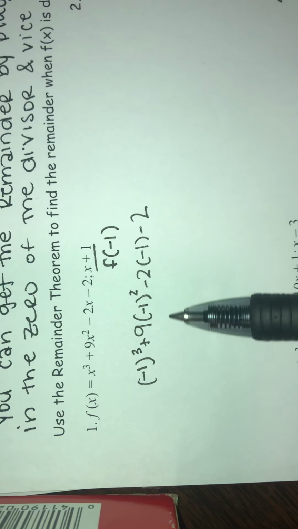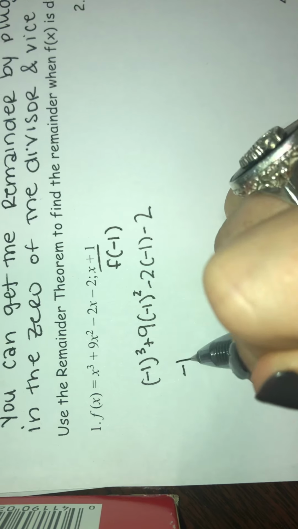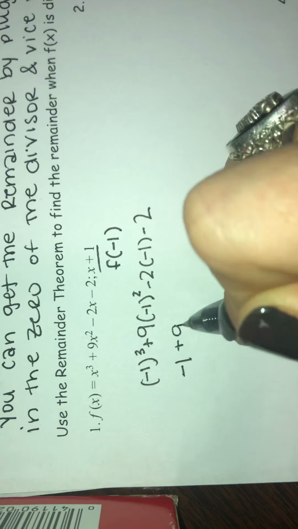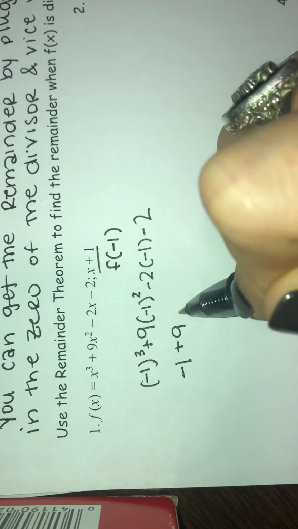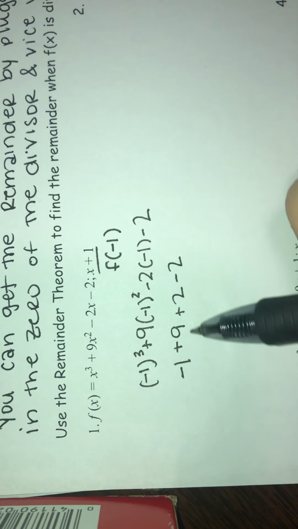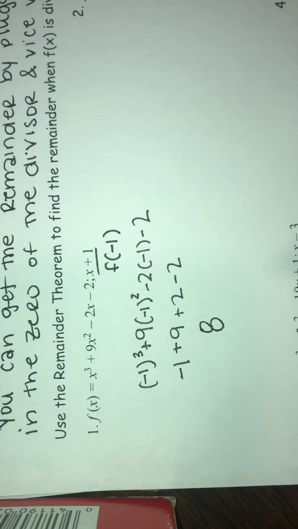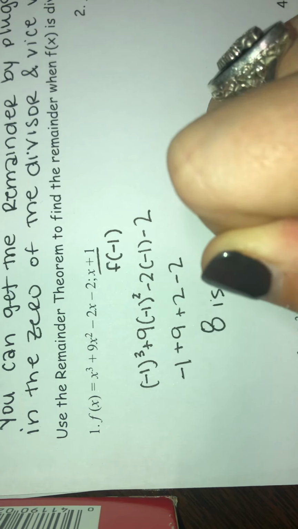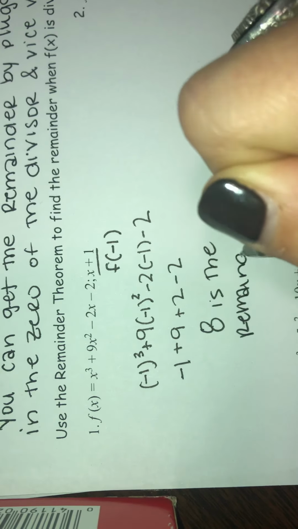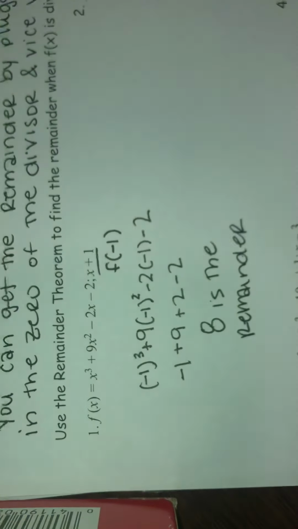You could plug this all into a calculator, or I'm just going to write down the math. -1 cubed is -1. -1 squared is +1, times 9 is +9. That's going to be plus a 2 minus a 2, and those two come to 0. 9 minus 1 is 8. So what this just told me was 8 was the remainder. When I synthetically divided, 8 was the remainder.